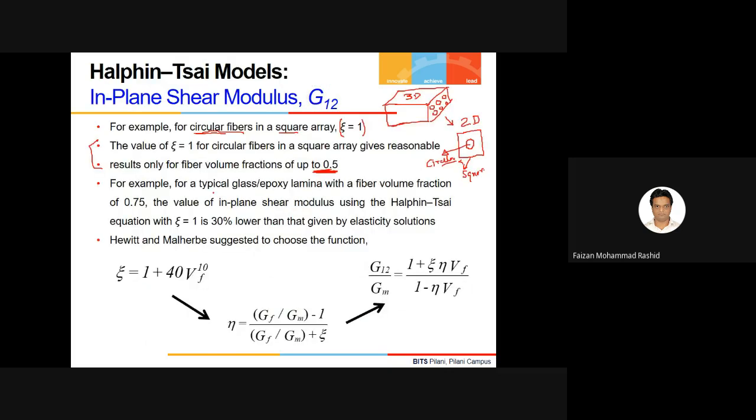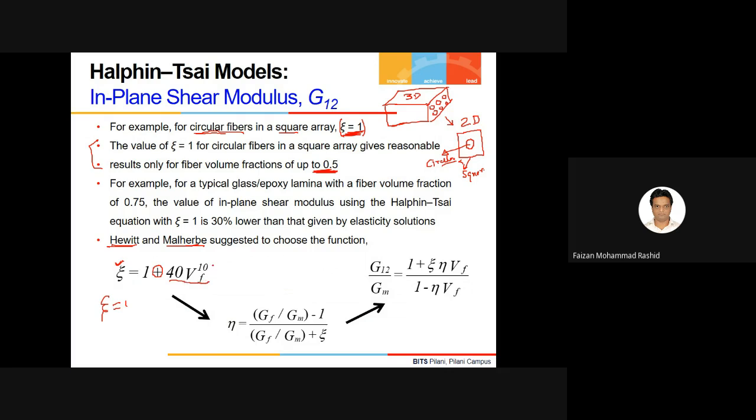Again, these are all research activities. There was one guy, Hewitt and Malherbe. They suggested some further modification, and they told that you can't take zeta as 1 directly for a conventional composite material where the representative volume element is a circle in a square boundary. You can't take zeta as directly equal to 1. You have to add a few more quantities here, and that is given by this one.